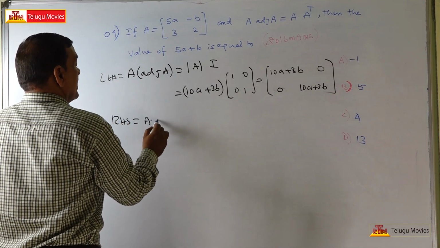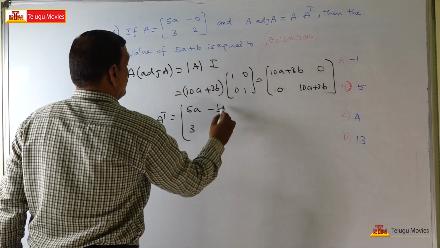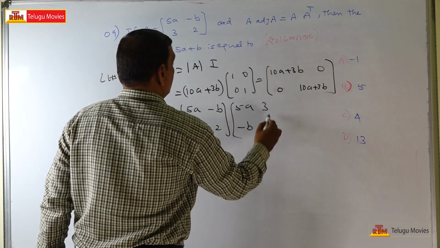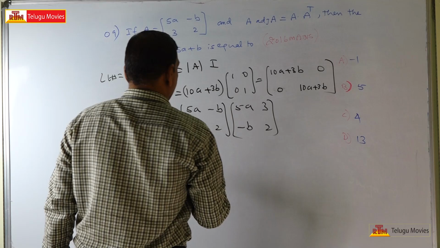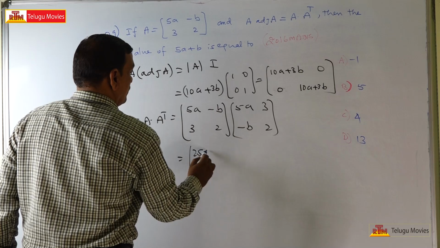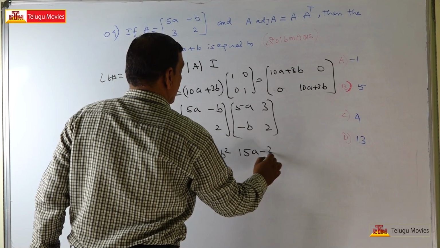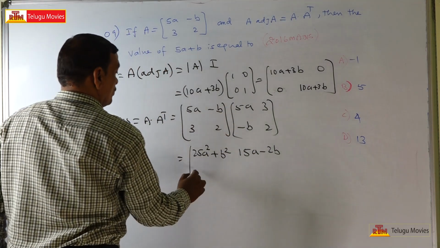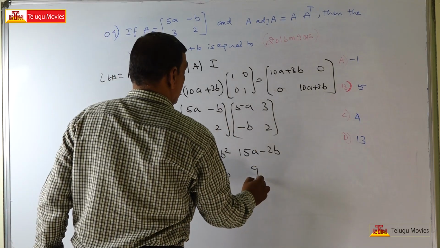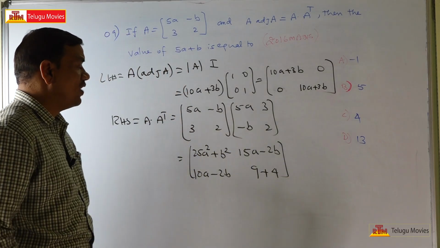What is the right hand side? A times A transpose. What is A? [5A, minus B; 3, 2] times its transpose. Transpose means [5A, 3; minus B, 2]. Okay now, you multiply this, what will you get? So this is equal to 25A square plus B square, then 15A minus 2B, then 10A minus 2B, then 9 plus 4.